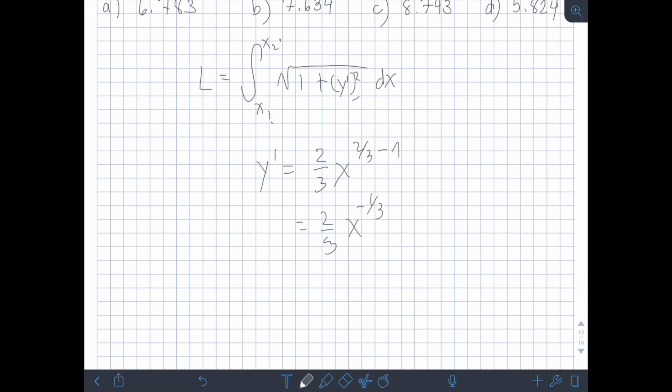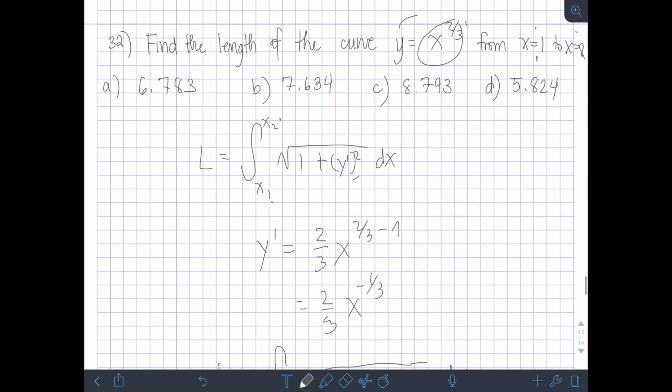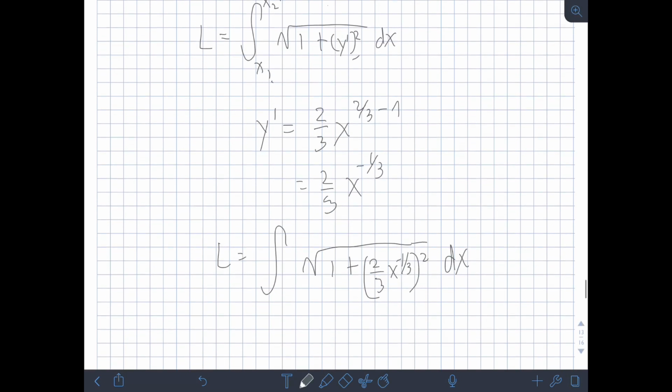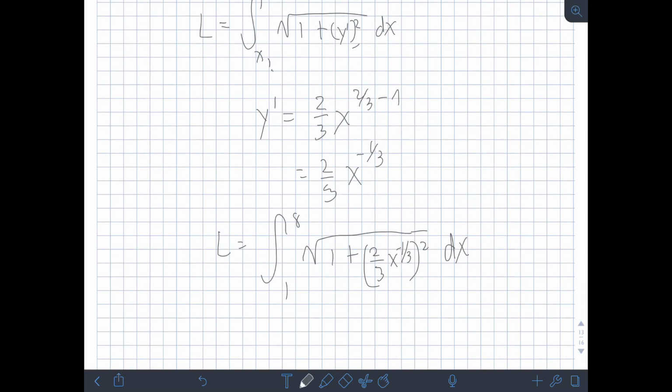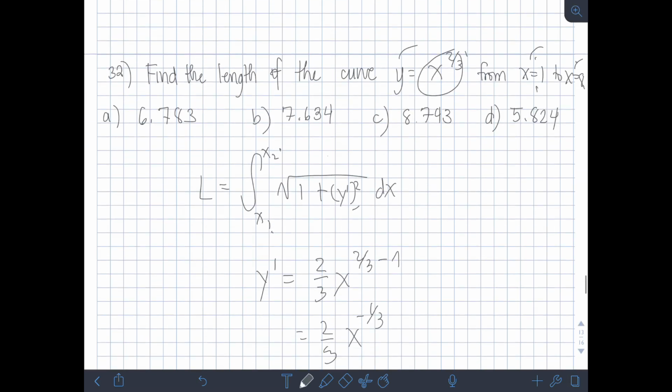So, substitute na natin. Length is equal to the integral of square root of 1 plus y prime is 2/3 x raised to negative 1/3 quantity squared dx from lower limit na 1 to upper limit na 8. So, from 1 to 8. And then, pwede na kayong gumamit dito ng calculator para masolve nyo yung value ng length. So, using calculator, ang masasolve nating value dito ay 7.634. So, the answer is letter B.